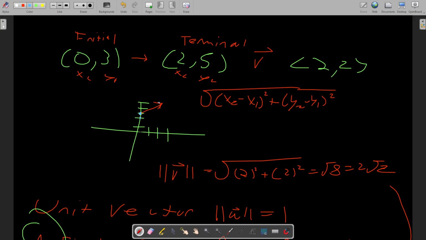Now, we can see that if we go up 2, and then we go over 2, I know this isn't to scale, but in reality, these two vectors would be equal in both direction and magnitude. So they're the same vector.